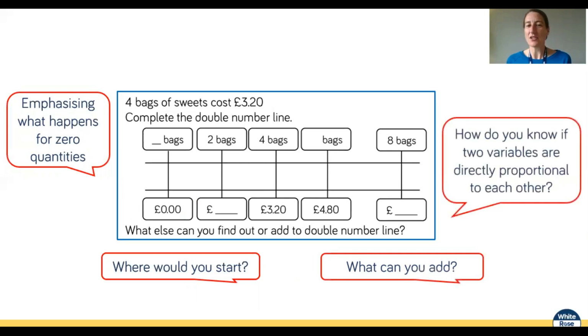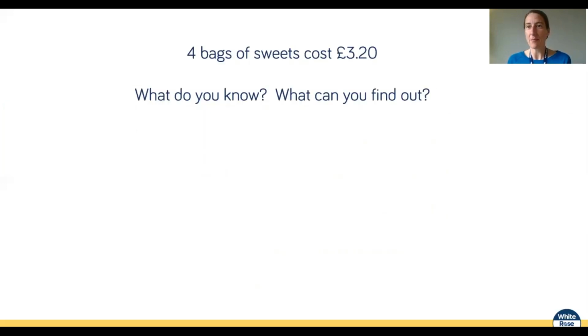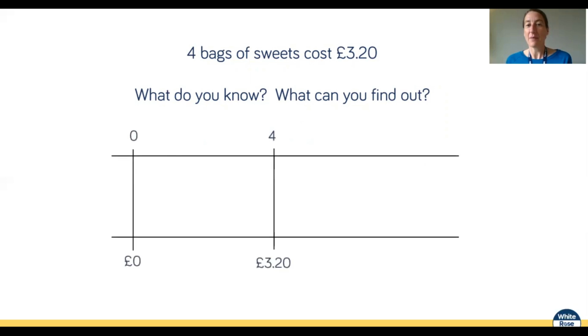And finally, really making sure that we use the questions to define this idea of variables that are in direct proportion to each other. Or perhaps you might not use the exemplar question in that way to begin with. Perhaps you just give the students the key information. So 4 bags of sweets cost £3.20, and just ask the students what they know and what they can find out. And it'd be really interesting to see how they go about that question, what kind of jottings they use to support their thinking. So perhaps they start with a double number line and use that to work out other values.